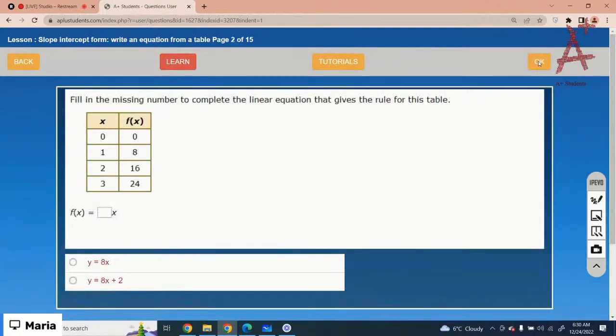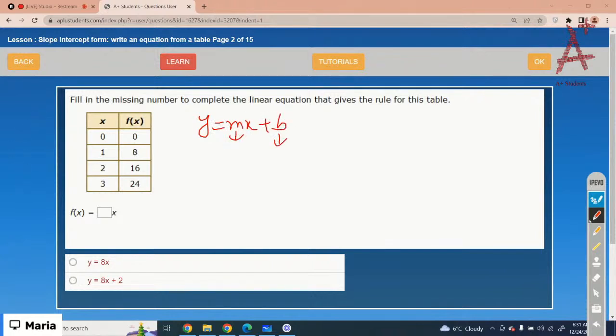Okay, let's do another one. You have to write the equation for the graph. Whenever we have to write the equation in slope-intercept form, the general equation is y equals mx plus b. You have to find the slope and the y-intercept. So the y-intercept is 0: when x is 0, y is 0. B equals 0.